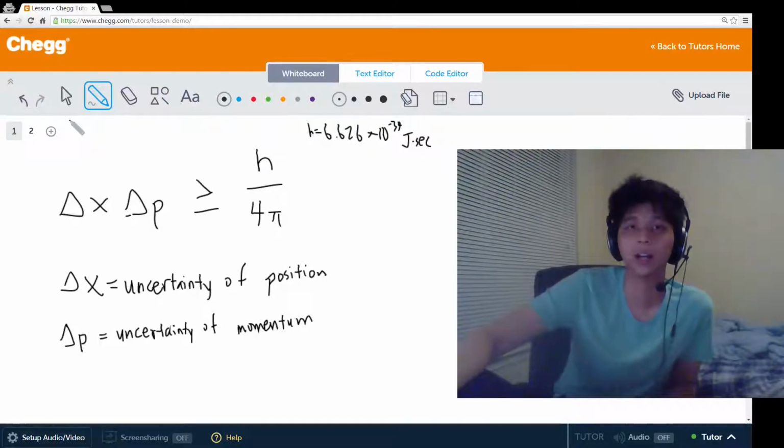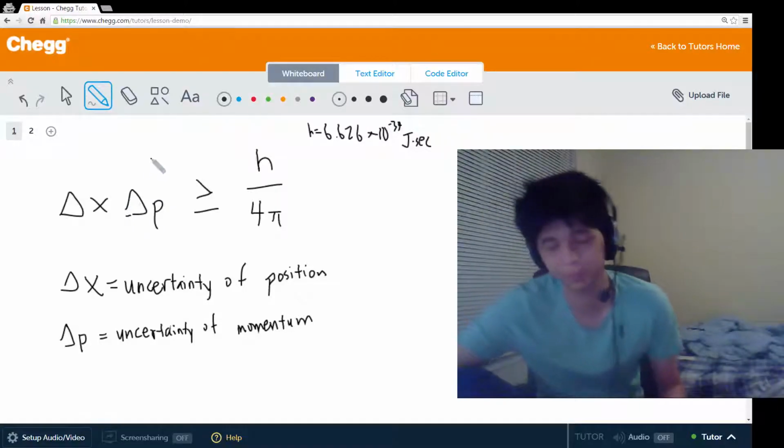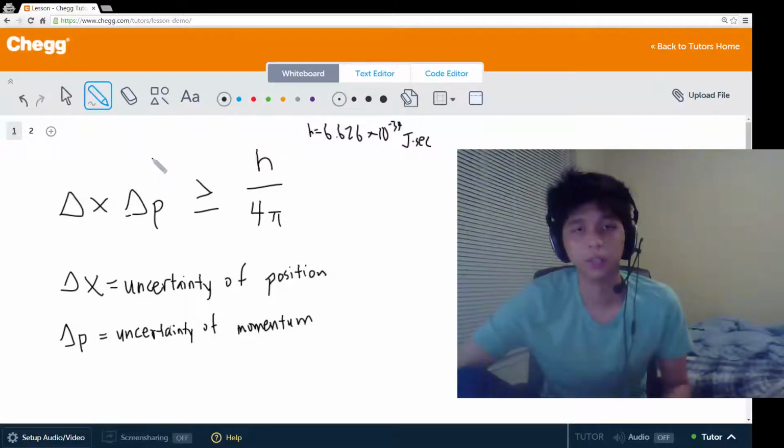And that is why you cannot have the exact momentum and position of a particle, because when you decrease the uncertainty of one of them, the other will increase. These are delta x and delta p, so you can't have both of them at the same time. So those are the basics of the Heisenberg uncertainty equation.